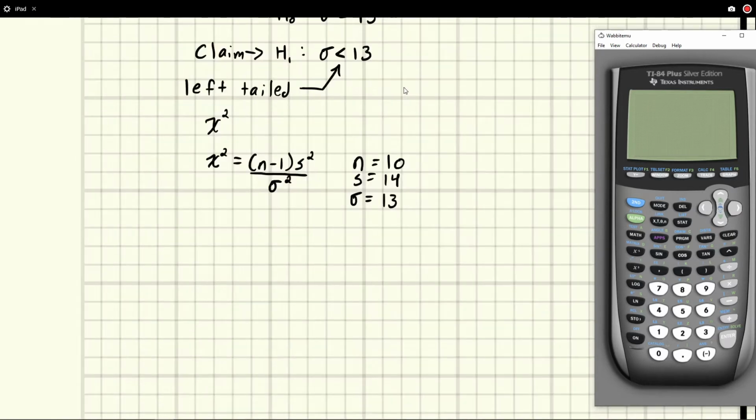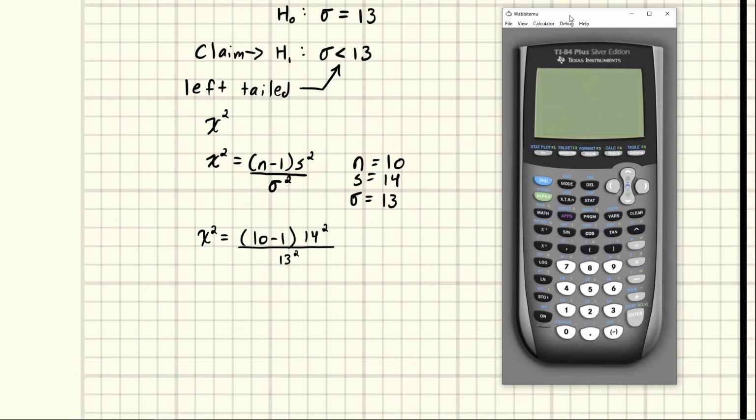Now all we need to do is plug these things in. So chi-squared is equal to 10 minus 1 times 14 squared over 13 squared. Now we just type this into the calculator. So in the calculator, we're going to turn it on, go to the F1 menu to type a fraction, so alpha F1. And we're going to put parentheses, 10 minus 1, that's just 9. So we'll just do that one. And then we have 14 squared and 13 squared. And we just hit enter.